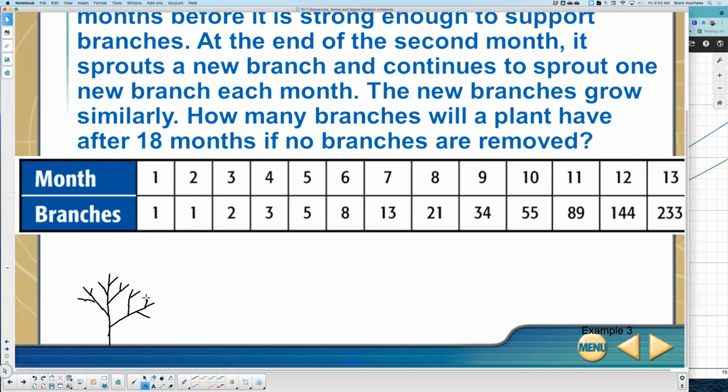Now that I've been doing all this tree grows, sprouts, can anybody figure out what the pattern is? I'll go 8 months here. Grows, sprouts, grows, sprouts, grows, sprouts, grows, sprouts, grows. I can't remember if I grew that one or not. I don't think I did. Grows, sprouts, grows and sprouts, grows, sprouts. This one grows and sprouts. So on month 8, I should have 21.